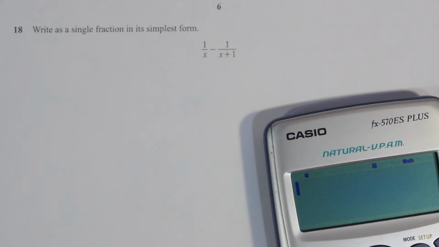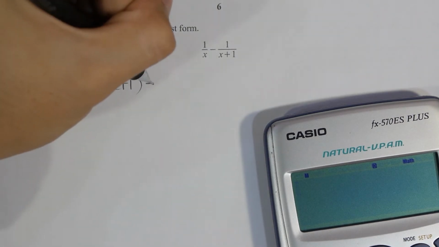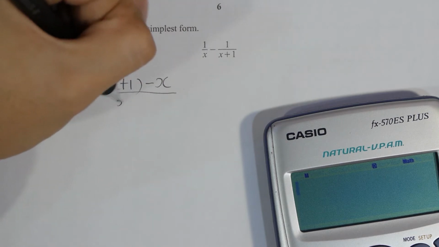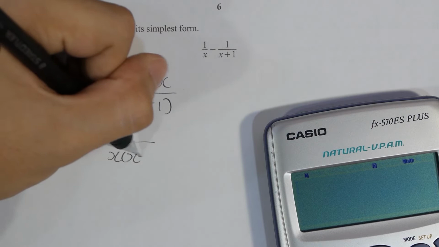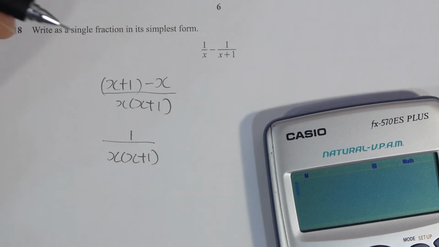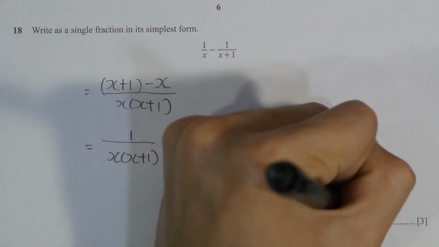For question 18, simply change their denominators into the same, and for the 1 over x, you are required to multiply x plus 1 into its numerator, whereby for 1 over x plus 1, you are required to multiply x to its numerator. So your final result will actually be 1 over x bracket x plus 1.